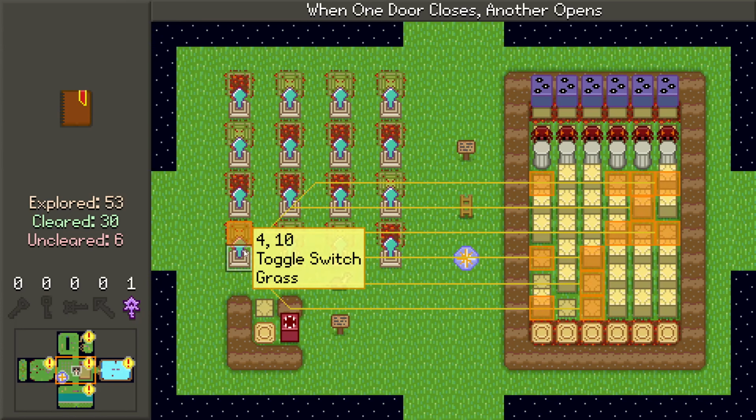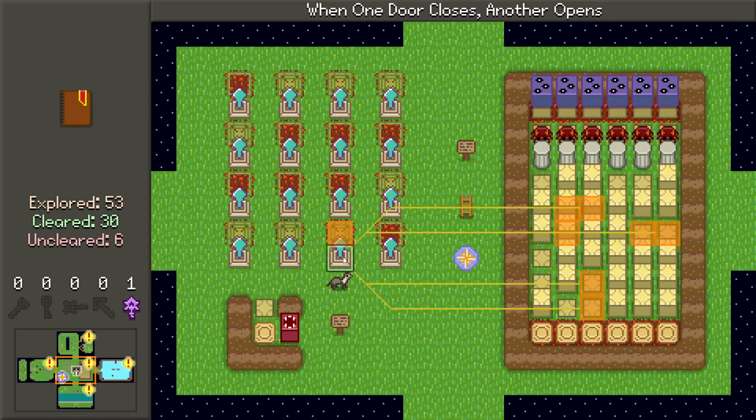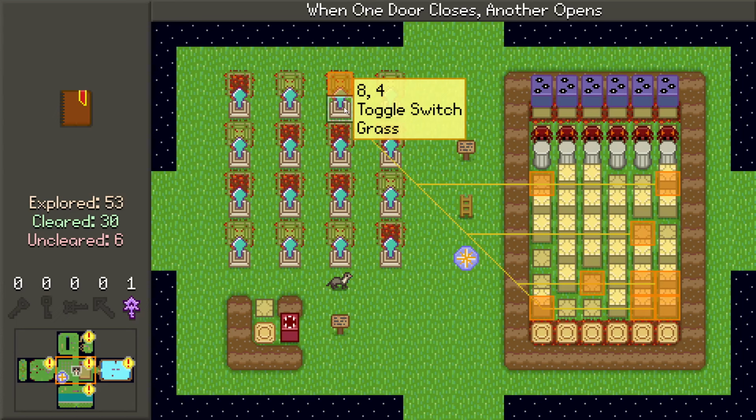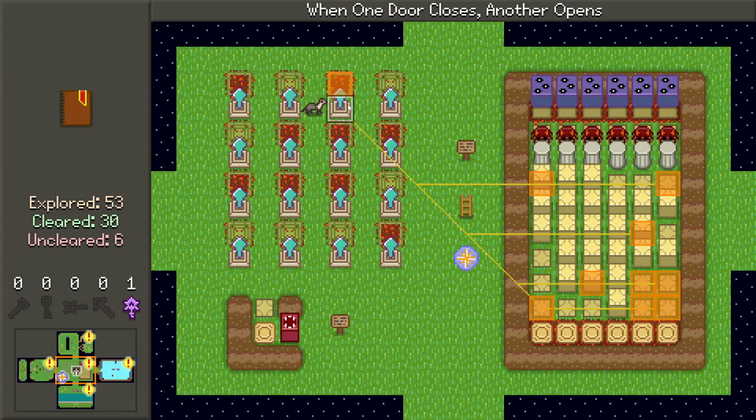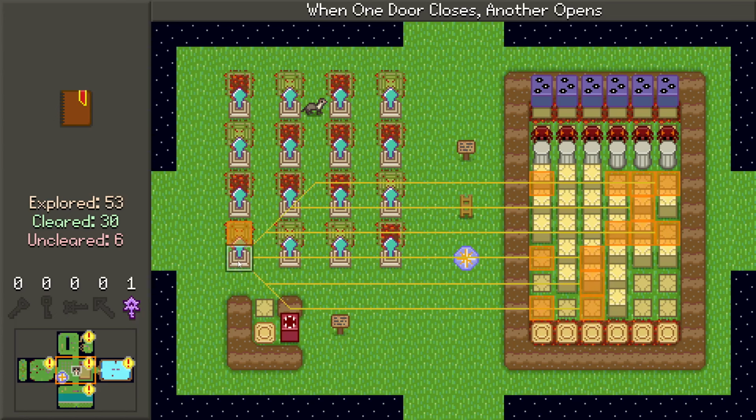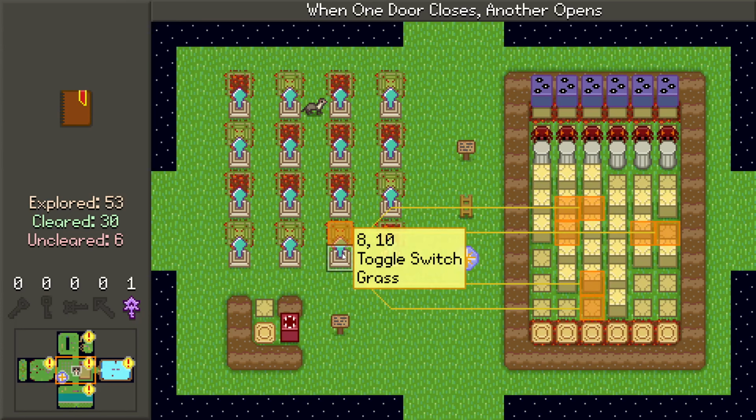4-10 relates to 8-4 in that they must be... That's not 8-4. 4-10 relates to 8-4 in that they must be unequal. So 8-4 is known to be off. Yeah, I think this was the key to everything. It also relates to 8-10, so 8-10 must be off.